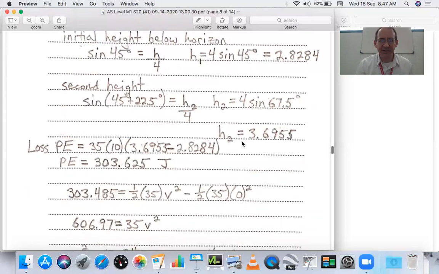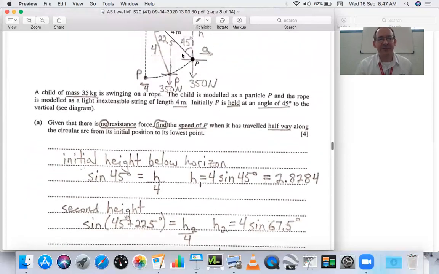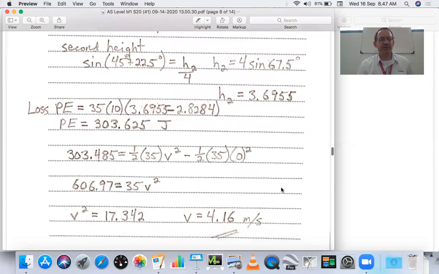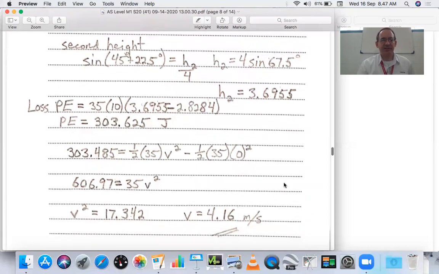Now remember, potential energy is not affected by a change of horizontal position. It's only affected by a change in vertical position. So the circular pathway does not matter. What matters is the change in vertical height. So we get 303.625 joules. So that's a loss of potential energy.